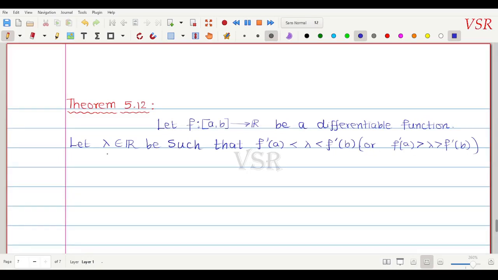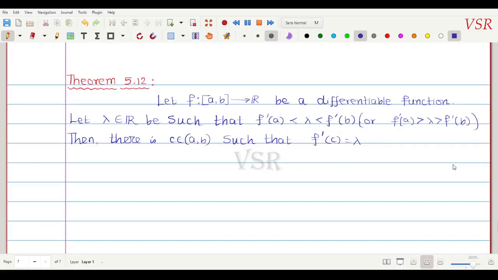Then the conclusion is that there is C belonging to the open interval (a, b), and this is very important, such that f dash of C is equal to lambda. That is, there exists C in the open interval (a, b) such that the derivative equals lambda. This is what I am going to prove.